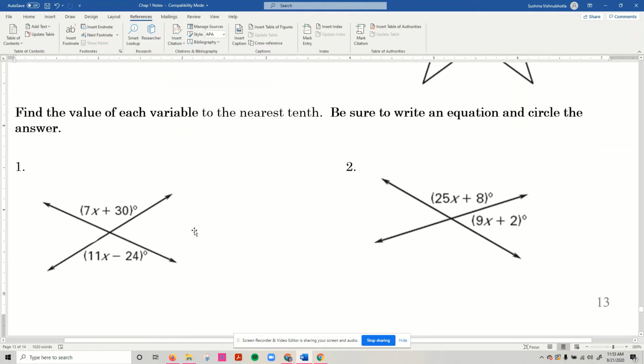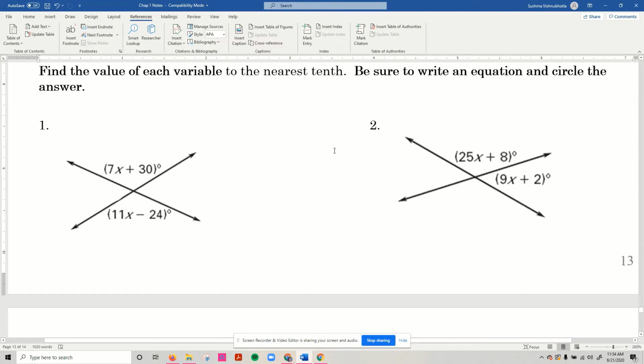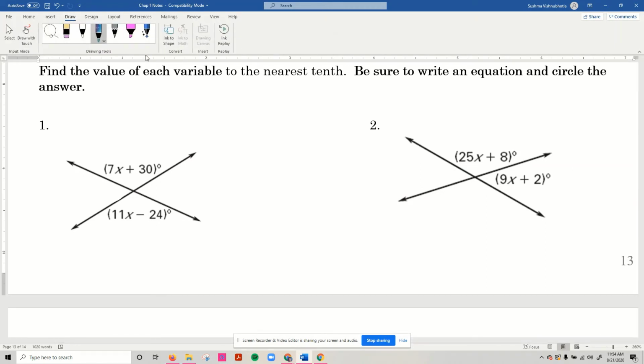Find the value of each variable to the nearest 10th. Okay. So we talked about these examples. We didn't actually solve them in class, but like I said, to know whether you add the expressions or set them equal, you first need to identify what kind of angles these are. And these are vertical angles, which we know are congruent in measure. So for 7x plus 30, that means there's a value of x that makes these two angles the same. And that's what you're trying to find.